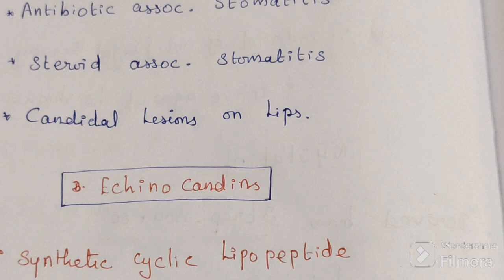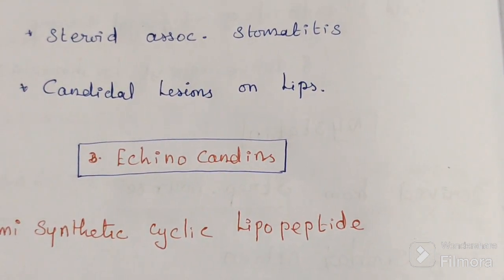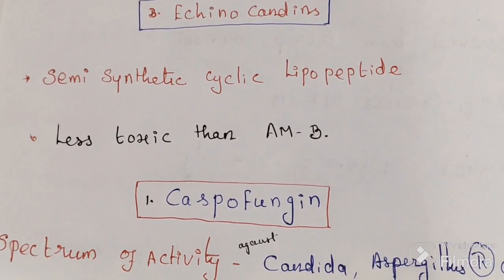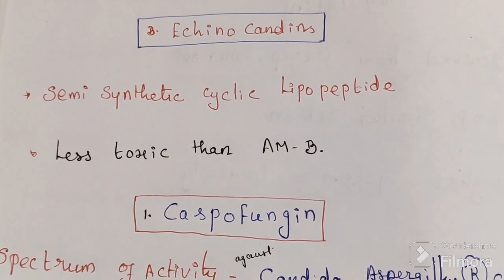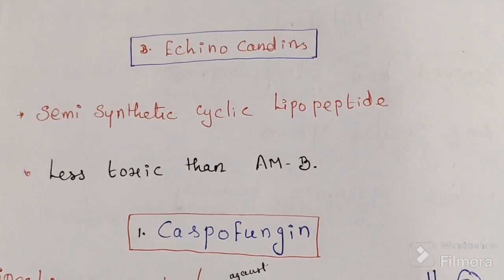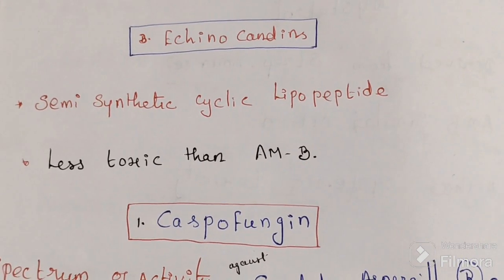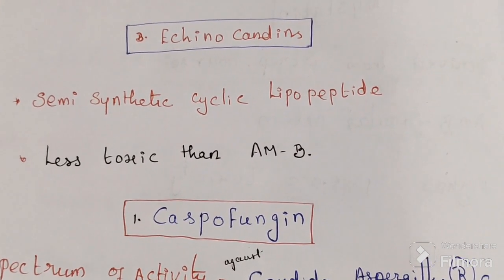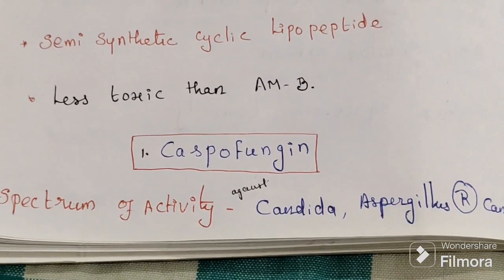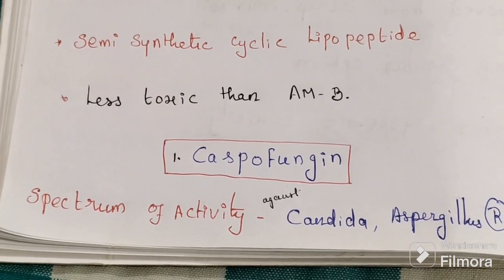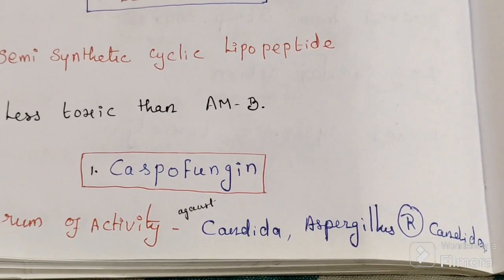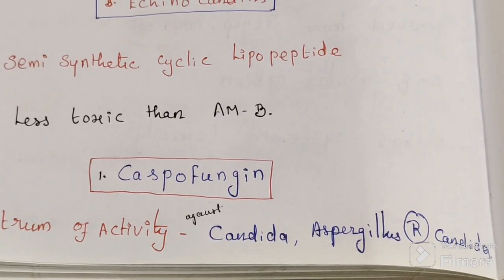Then the second group of antibiotics, echinocandins. Echinocandins are semi-synthetic cyclic lipopeptides and less toxic than amphotericin B. The first drug of this echinocandins group, caspofungin, has a broad spectrum of activity against candida, aspergillus, and resistant types of candida.